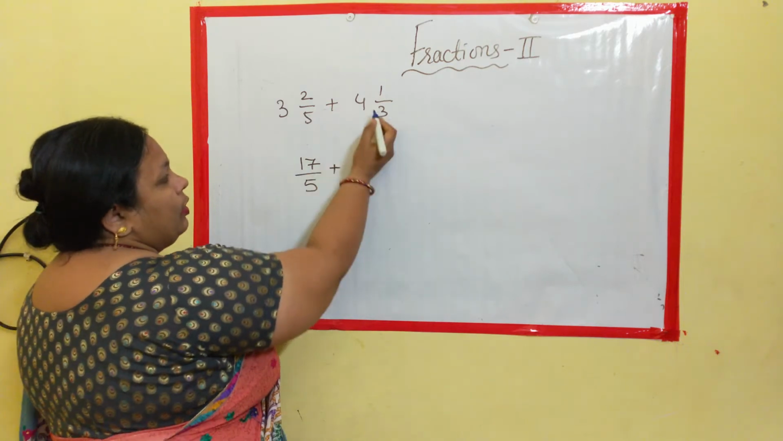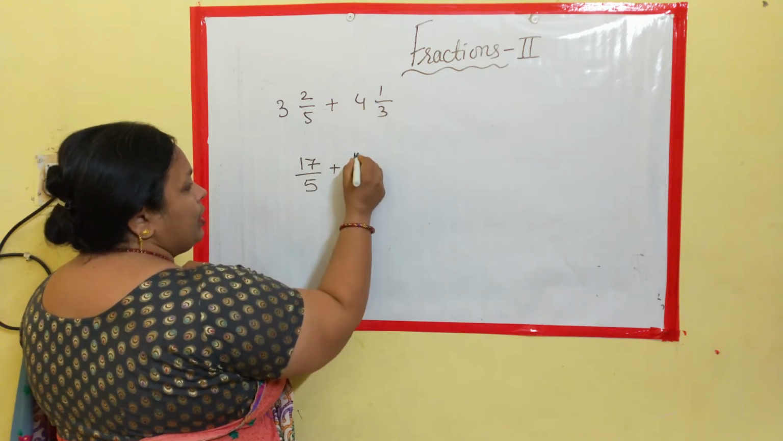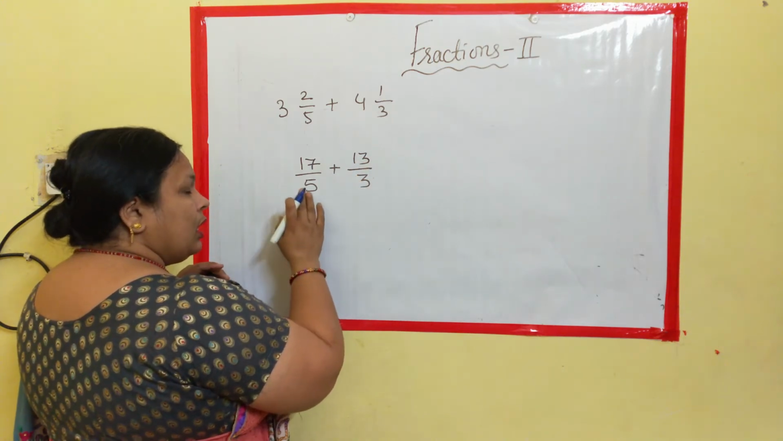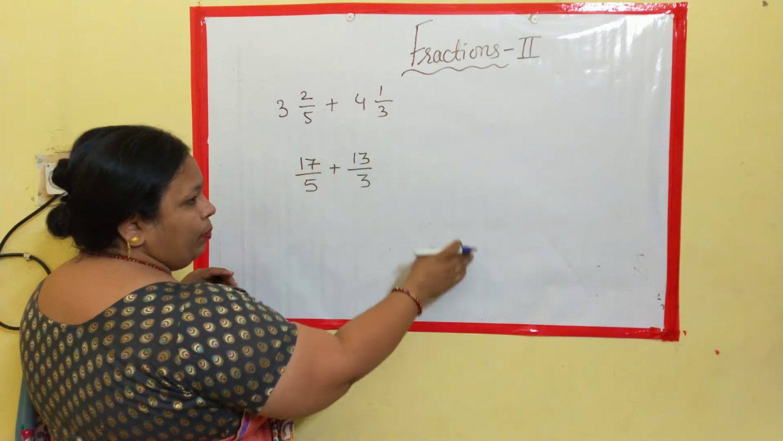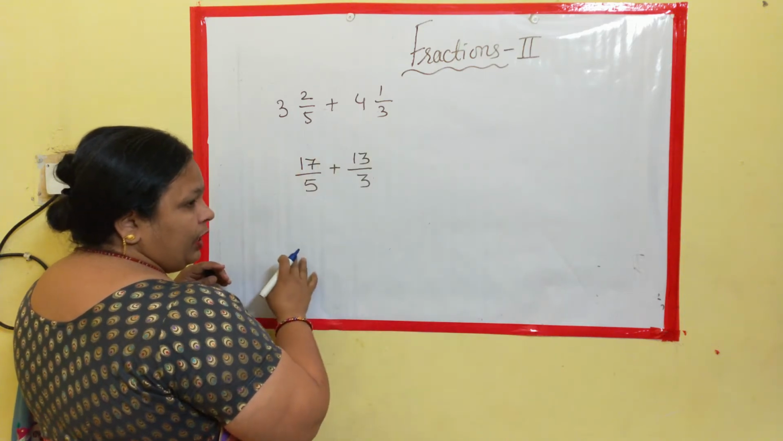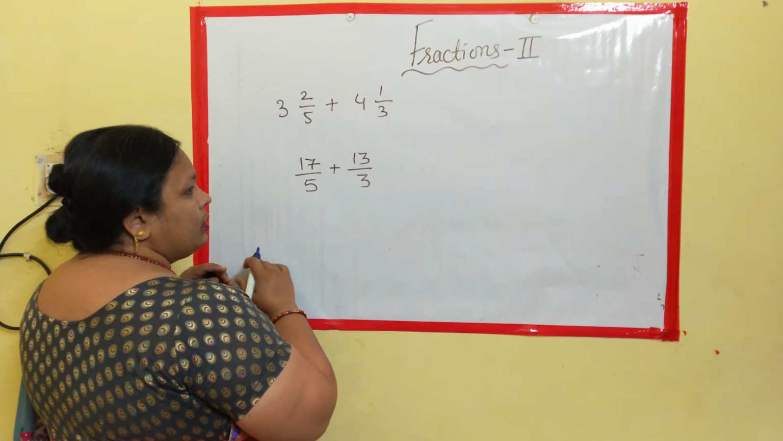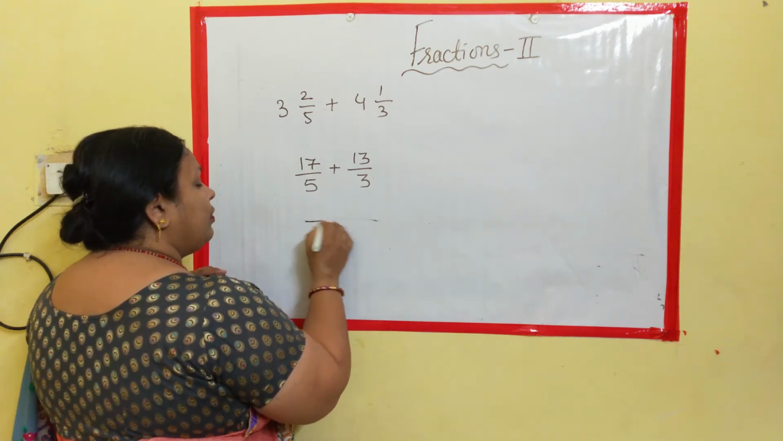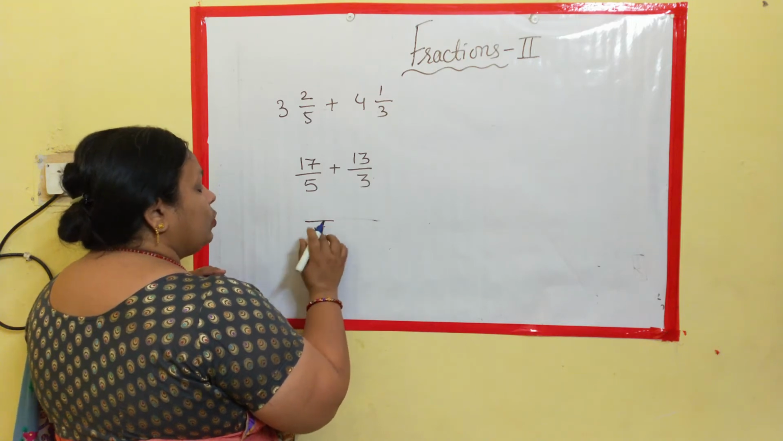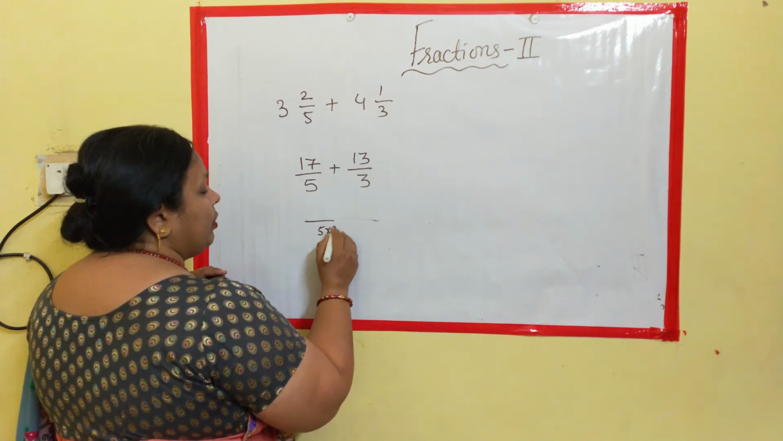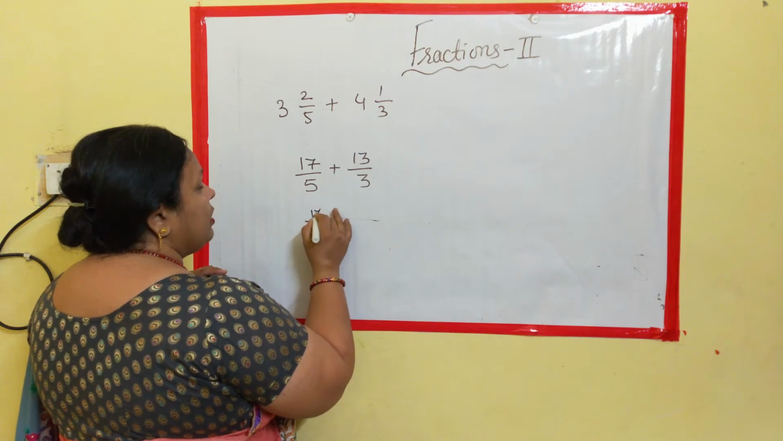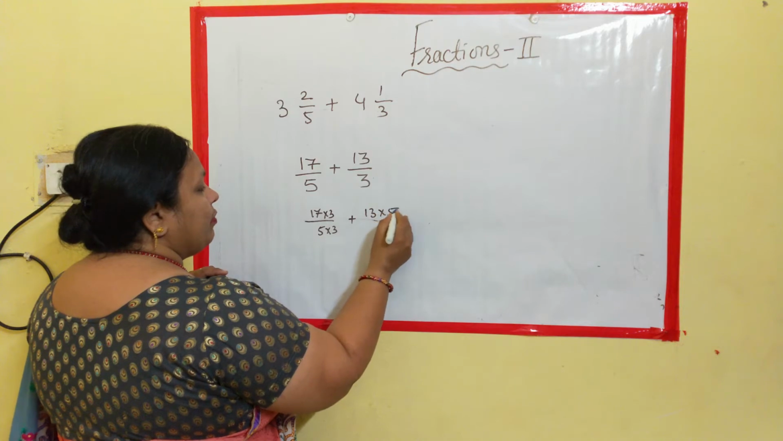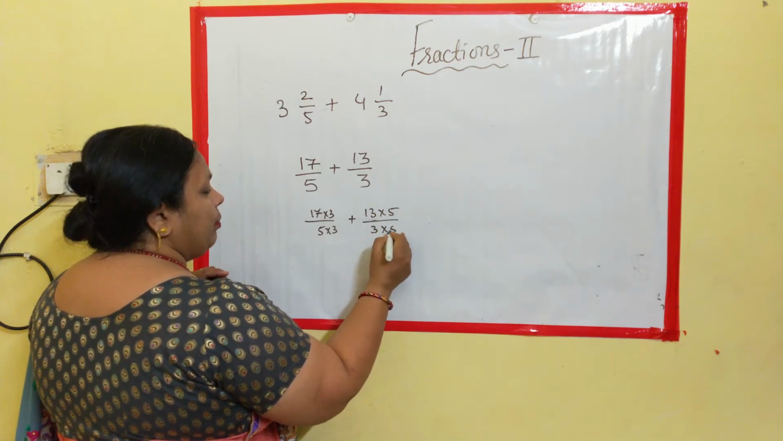Here it is: 3 4s are 12, 12 plus 1 is 13 by 3. Now this is as simple as the second part which we have done for the addition of unlike fractions. So again here we will have 15 as the denominator. To get 15 as the denominator, 5 will be multiplied by 3 and 17 will be multiplied by 3, whereas 13 will be multiplied by 5 and 3 will be multiplied by 5.